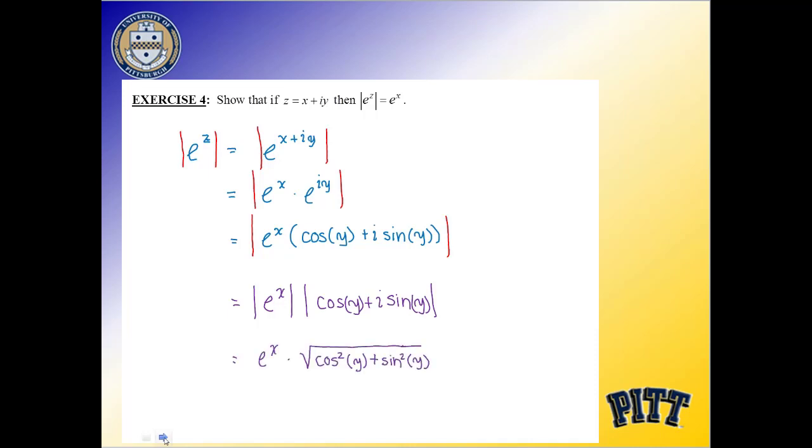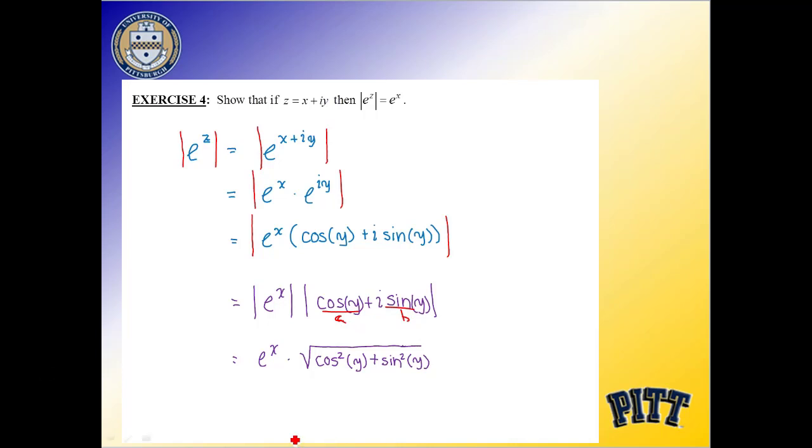Well, since I know that e to the x power is going to be a positive number, I can also say that the absolute value is going to have no effect on it. As far as the absolute value of cosine y plus i sine y, when I do the absolute value of a complex number, its modulus, I just apply the Pythagorean theorem. So I'm taking the a portion, which is this portion here, and the b portion, which is this portion right here, and I'm doing the Pythagorean theorem on it.